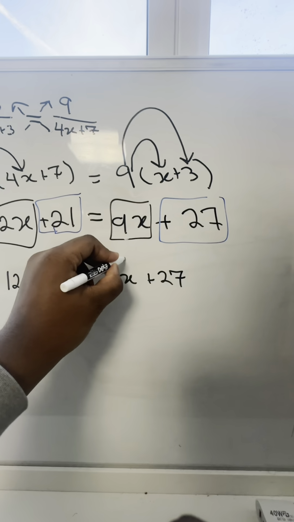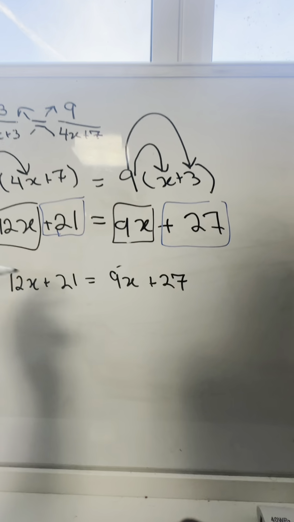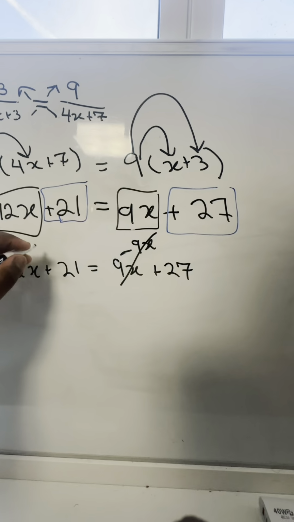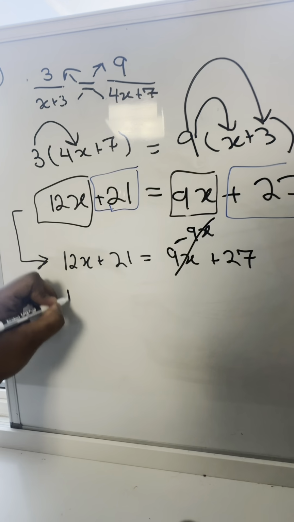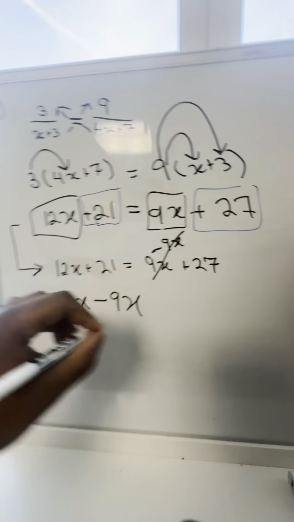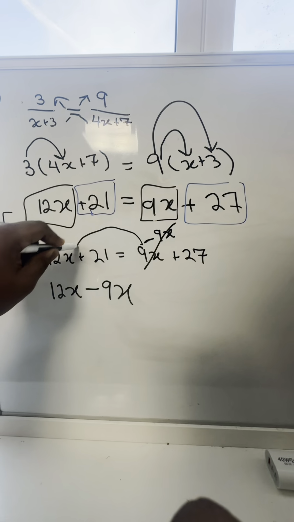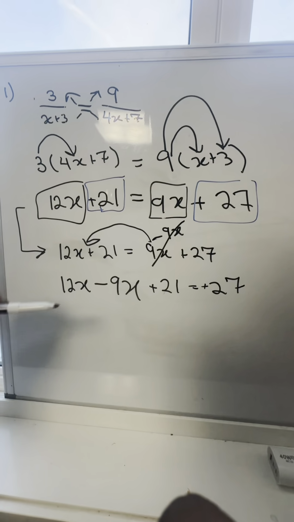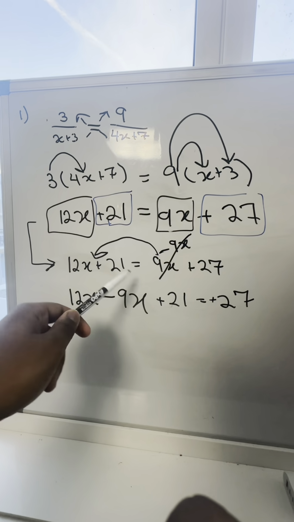So to get rid of 9x, what would you have to do to cancel it out? You would have to subtract 9x from it. So then it's completely gone from this side. Then you're going to have 12x minus 9x, right? Okay. So I've essentially moved it from this side to this side, if that makes sense, because I subtracted it from here.